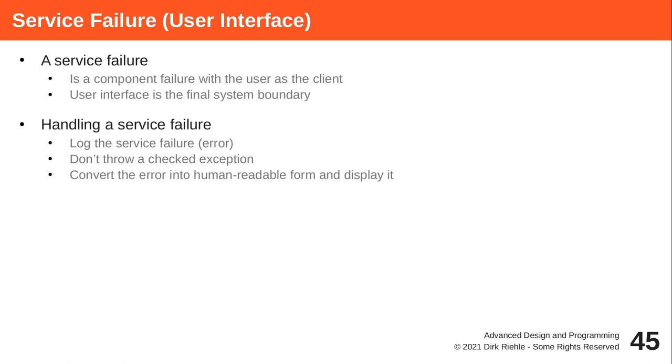If it escalates along multiple components all the way to the user interface, well, then the final caller is the user. That's the client. And the user interface, if you will, is the final system boundary. So you can display to this. In that case, a checked exception will not be helpful, but you have to turn it into something human readable. You are also logging it, of course, but you should present what otherwise would have been a checked exception in a human readable form, and that you display to the user so they can take appropriate action.